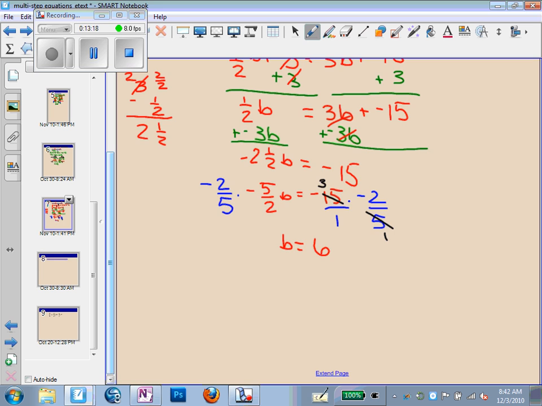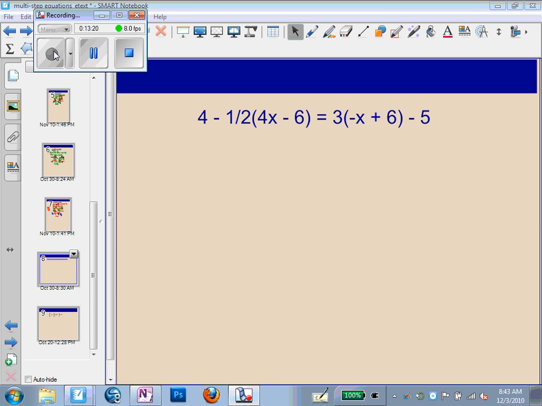As usual, the first thing I'm going to do is rewrite this with addition instead of subtraction. You could change it in the original problem, but I'm going to go ahead and rewrite it.